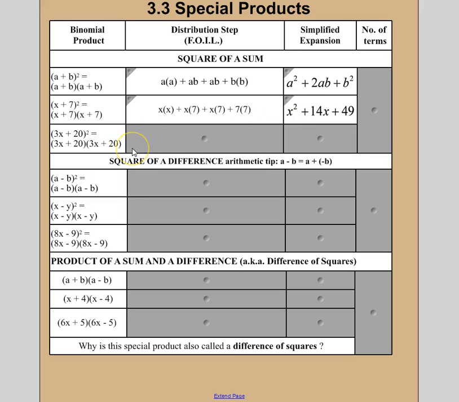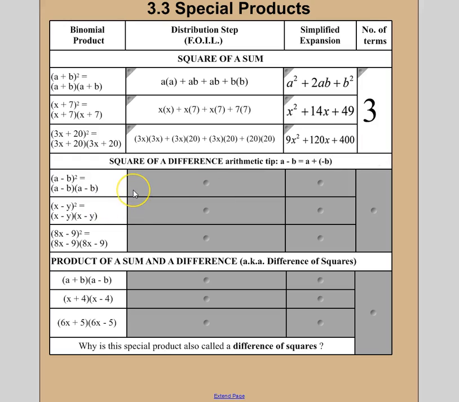For something where the binomial has coefficients on both parts of the binomial, that would produce perhaps the most complicated square of a sum pattern, where we have, again, first and last terms would be the square of the first and the square of the last, and the middle terms are identical, and the simplified expansion would have double that middle term, so that would give us 120 x's. In all 3 cases, there are 3 terms.